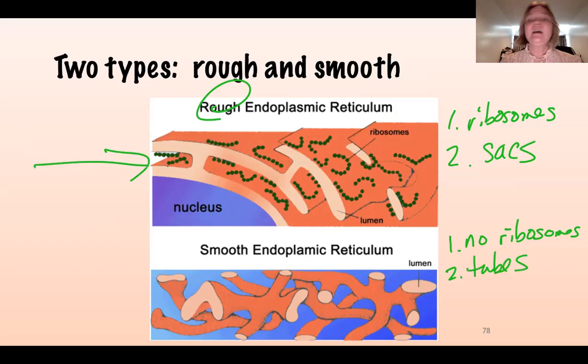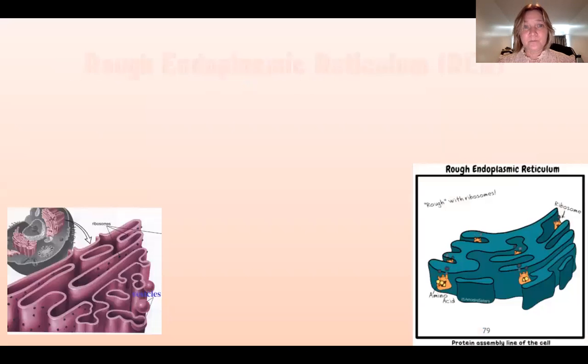Sac means like a kind of a bag type structure. So imagine you've got like a balloon that's like squished. That's what a sac is. And you can see from the smooth endoplasmic reticulum that it is a system of tubes. So rough endoplasmic reticulum has ribosomes, and those are sacs. The smooth, no ribosomes, and they are tubes.